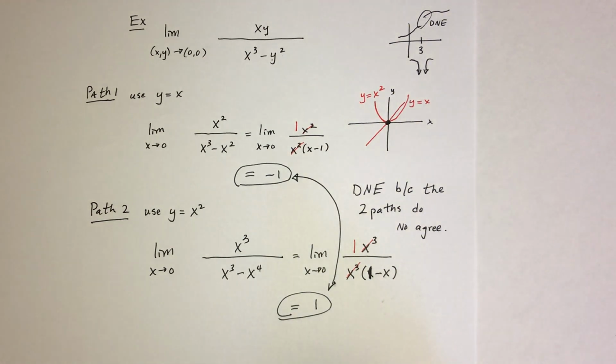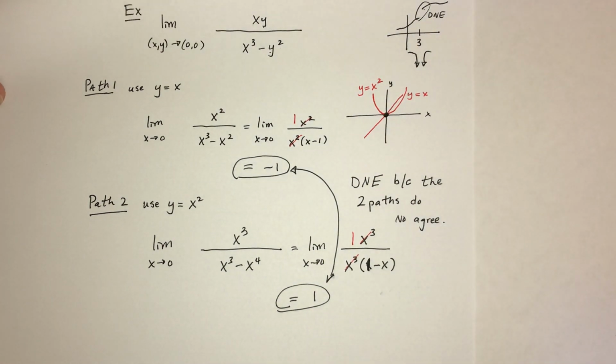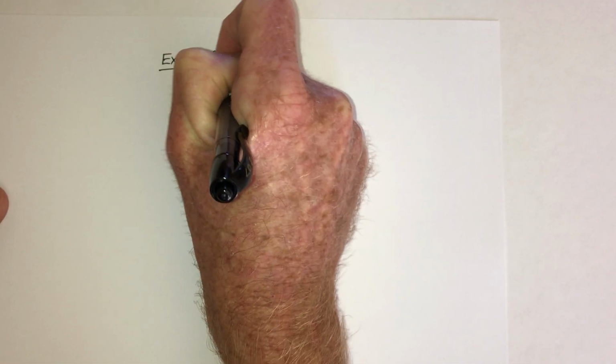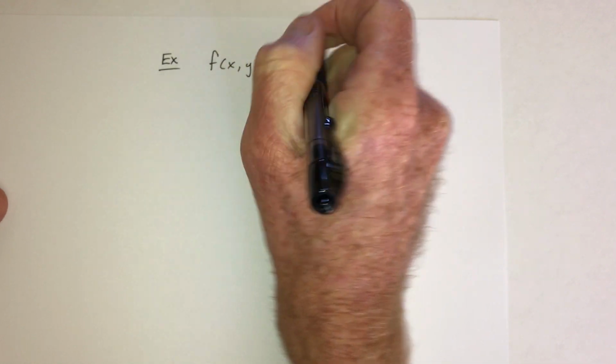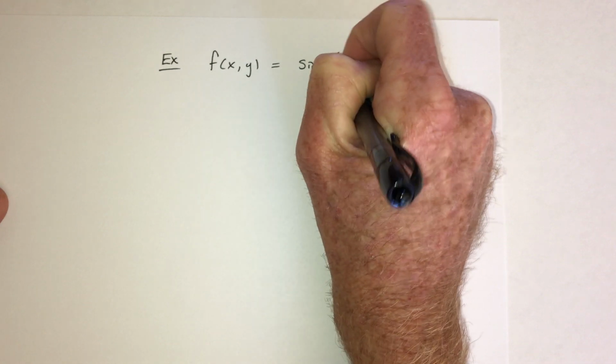Since the two paths do not give you the same answer, then the limit does not exist. And then there's one other idea in this section, and that is, where are functions continuous? So for example, f, a function of x and y, is equal to sine of 1 over xy.